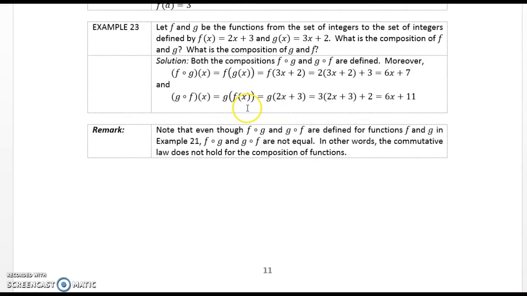Example 23. Let f and g be the functions from the set of integers to the set of integers defined by f(x) = 2x + 3 and g(x) = 3x + 2.